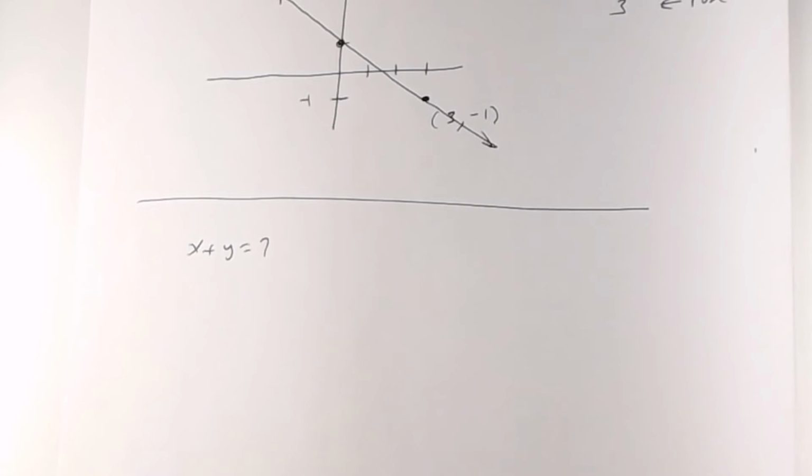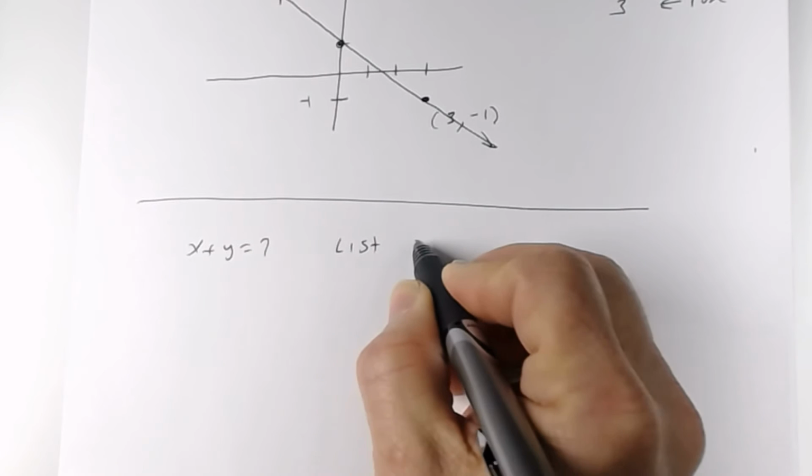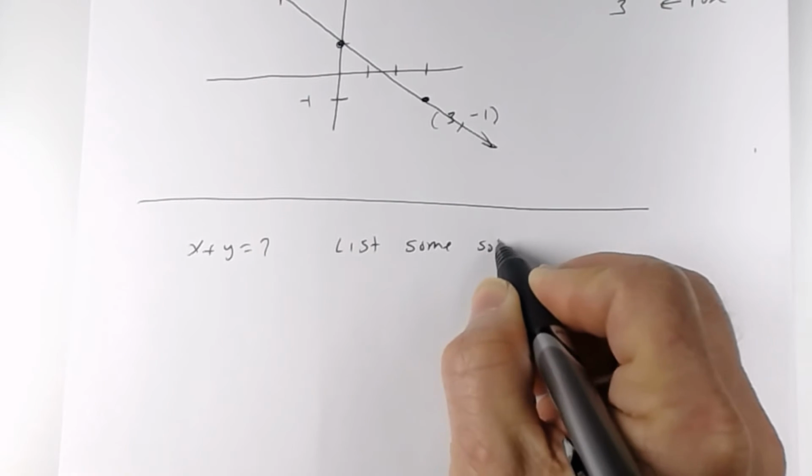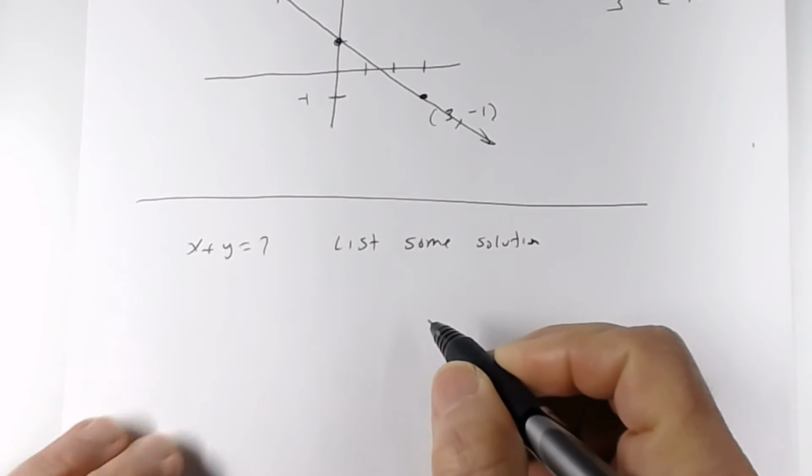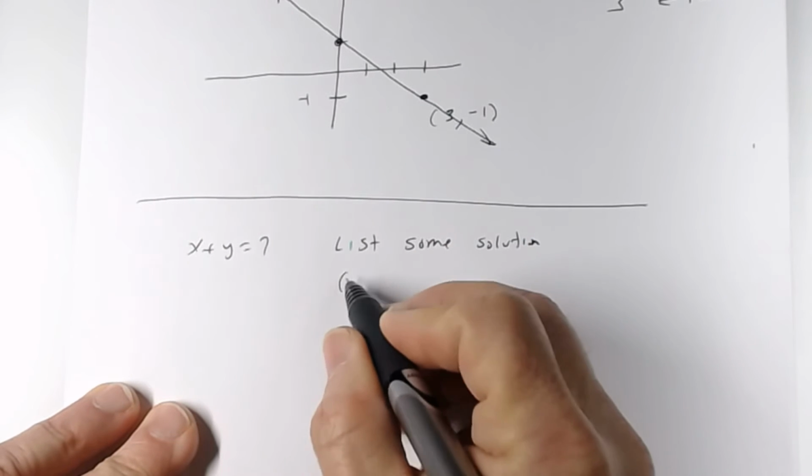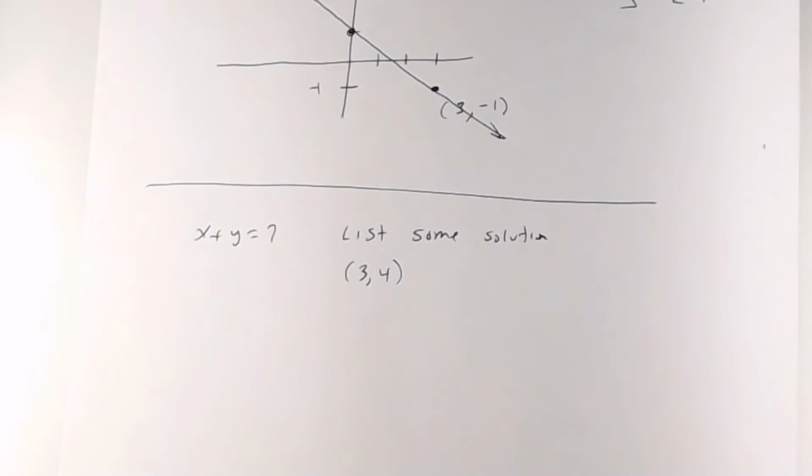3, 4. Very good. 3, 4 is one of them. 3, 4 is a solution to that linear equation. So if I would graph this, that would be on the graph, wouldn't it? Yeah. Because x is 3, y is 4, and then the equation says x plus y. Well, what's 3 plus 4? 7 equals 7.